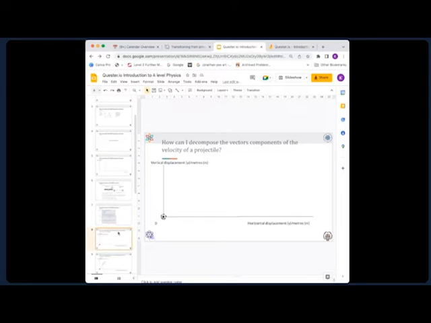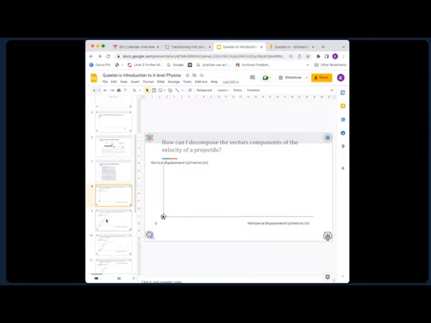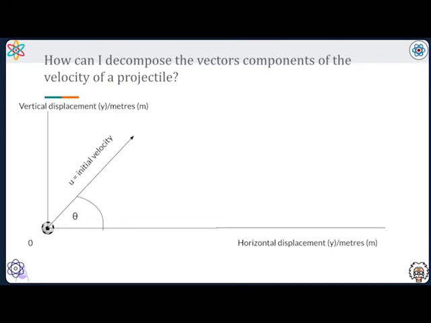Cool. Okay. So now our next part of the slide. I'll move on to questions in a second. I just wanted to go over this first, so we don't lose too much time. So now, how can we decompose the vector components of the velocity of a projectile?